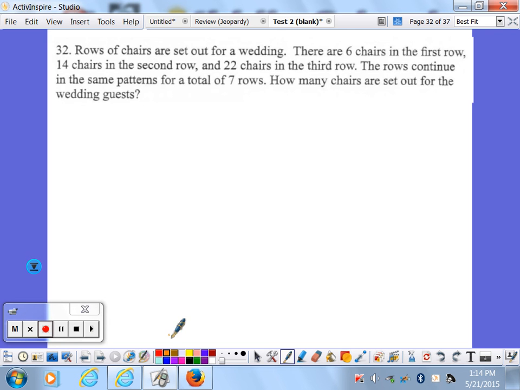Number 32. Rows of chairs are set out for a wedding. There are 6 chairs in the first row, 14 chairs in the second, and 22 chairs in the third. The rows continue in the same pattern for a total of 7 rows. How many chairs are set out for the wedding guests?